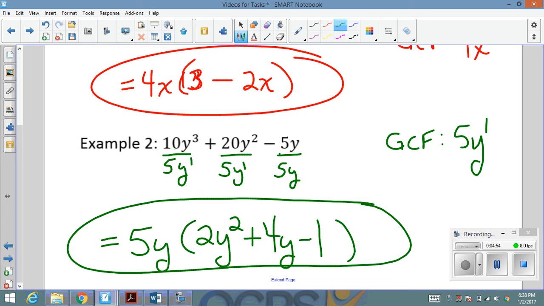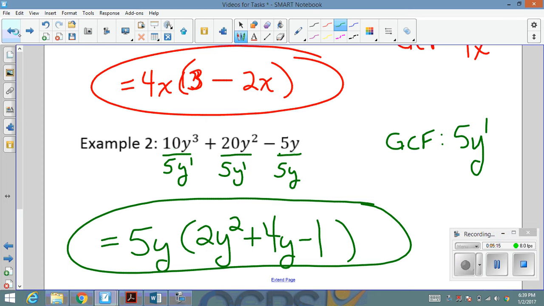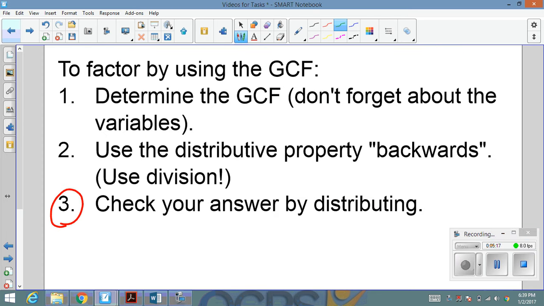Again, I can distribute to check. 5y times 2y squared is 10y cubed. 5y times 4y is 20y squared. 5y times negative 1 is negative 5y. Now you have a couple of example problems to do, so you're going to complete those following these same steps. Again, the steps: find your GCF, use your distributive property backwards, so you're dividing, and then check your answer by distributing.